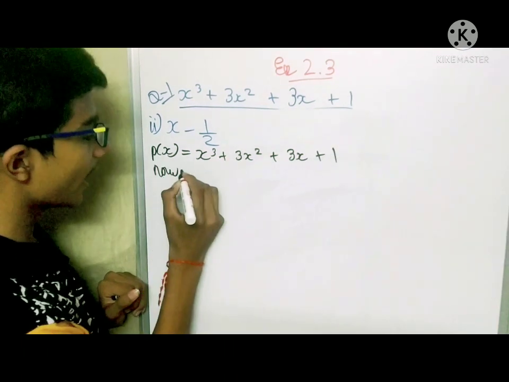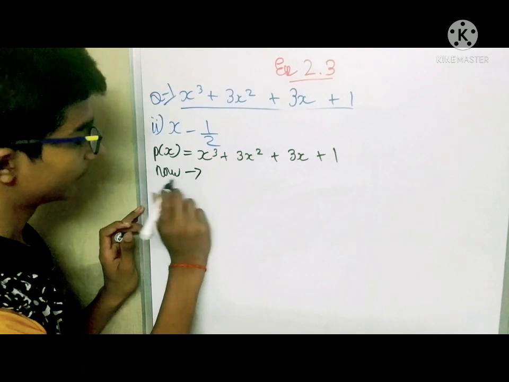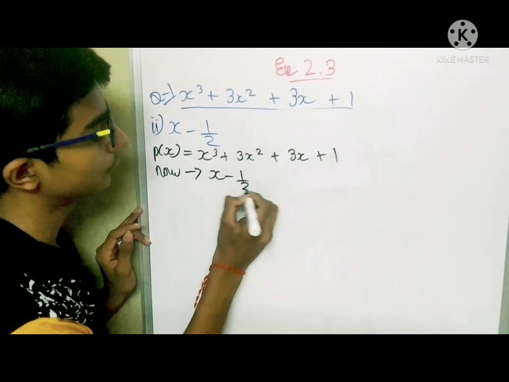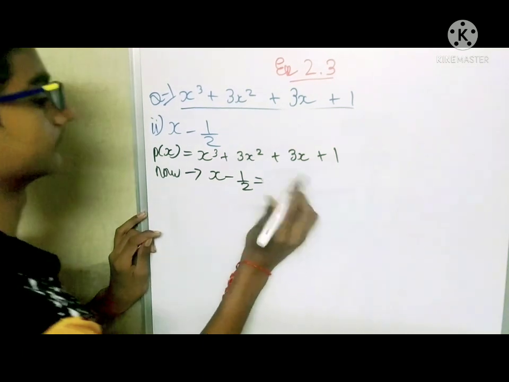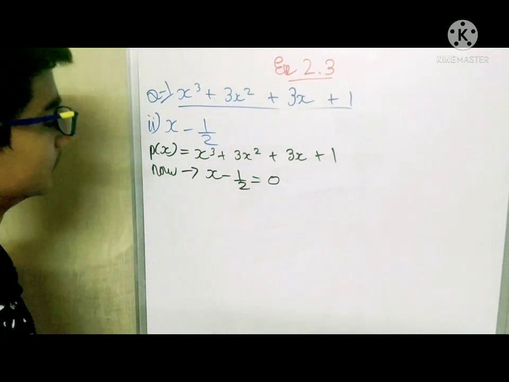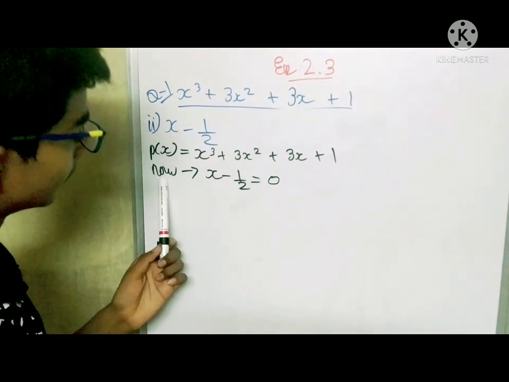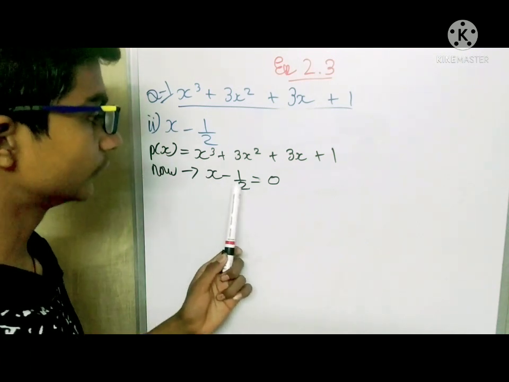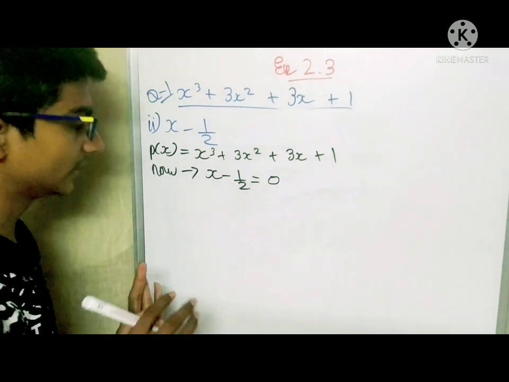Then we are going to write now. Remember, don't put an equal sign here after this. Here you will put an arrow and then write x minus 1 upon 2 is equal to 0. Because if you put an equal sign here, then the checker of the examination will think that you are using the equal sign for this. Sorry, it's a little complicated thing.